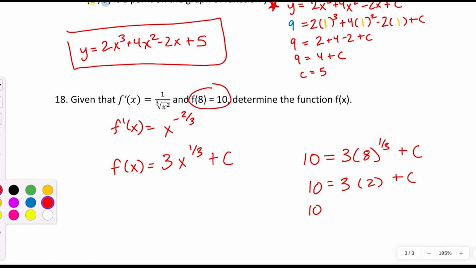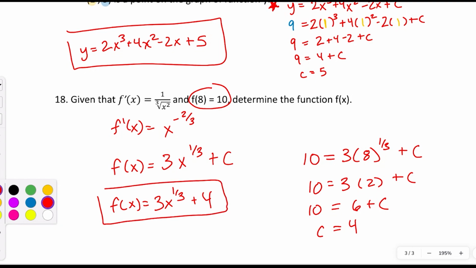So 3 times 2, 10 is 6 plus c. So what's c? It's 4, yeah. So f of x is 3x to the 1/3 plus 4. All right, now you know what an antiderivative is.